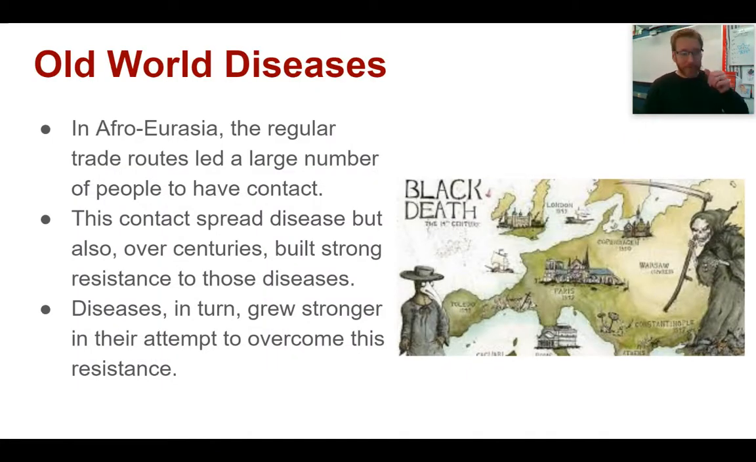Another thing that spreads is disease. Now, we've talked about this a little bit before, and we'll talk about it in greater depth going forward. But disease is going to play a big part in the story of the Western Hemisphere. See, in Afro-Eurasia, they've had these regular trade routes, the Silk Road, for a long time. And this means that a large number of people are going to have contact with each other, and this contact helps to spread diseases. We've talked about how the Black Death moved from Asia through the Middle East into Europe along these trade routes.